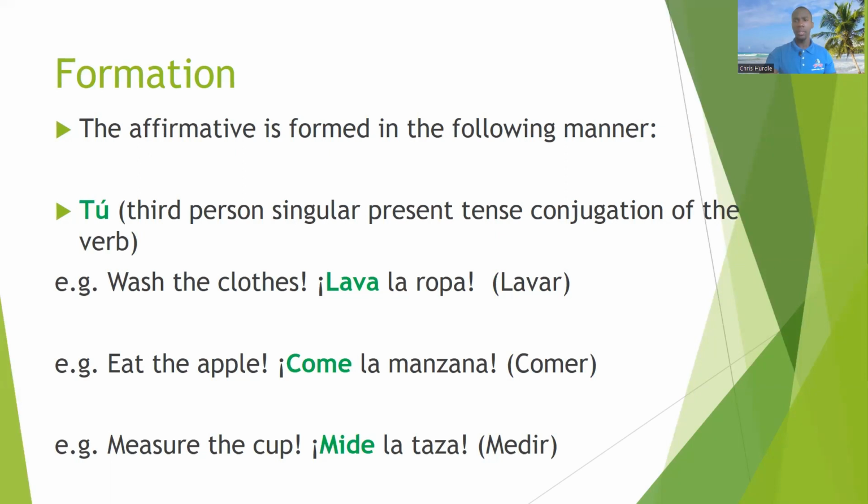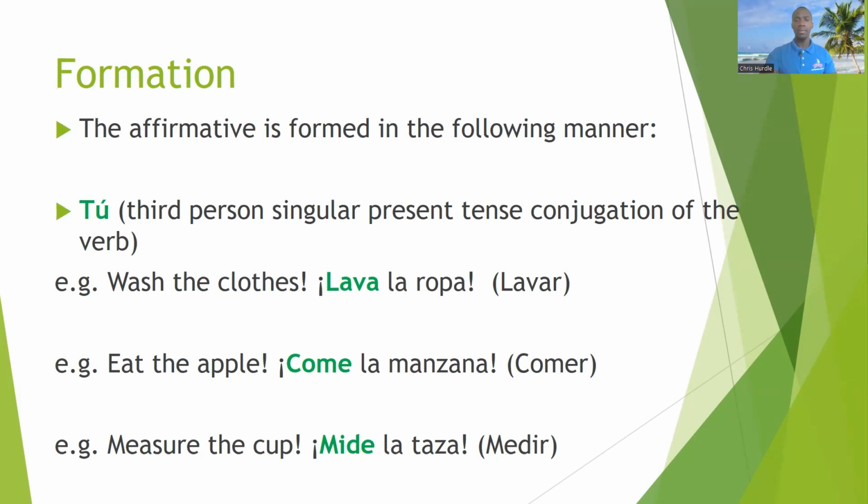familiar, right? This is someone that you know very well. We use the third person singular present tense conjugation of the verb. Simple, right? So wash the clothes would be lava la ropa. As you see, we use the third person singular conjugation, the él, usted form. Eat the apple. Come la manzana. Eat the apple, right? Measure the cup.